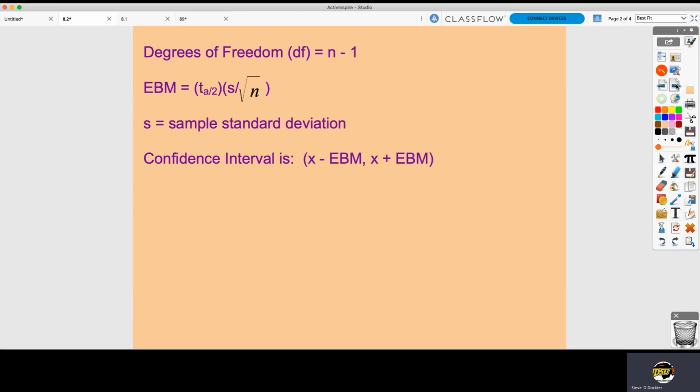All right, so here are the different equations that you're going to need to do this.